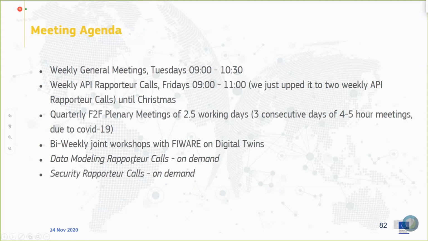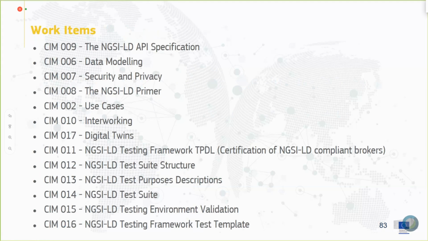Next slide. Okay, these are the work items. This is everything that we deal with. Normally, we spend a few minutes for each of these, most of them in the general meetings. That's basically why we don't have time for much else. We don't have time to deal with the API because we have so many other things. So work item 9 is the API specification. That's the most important part by far.